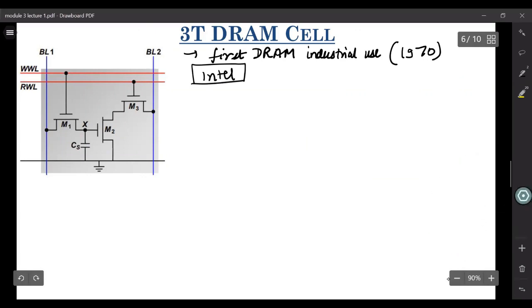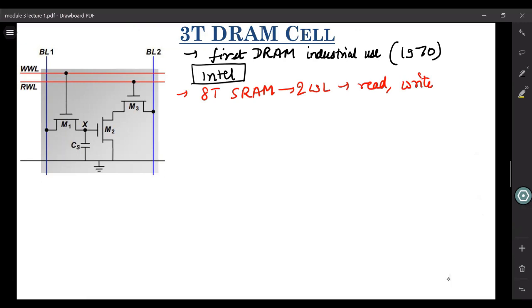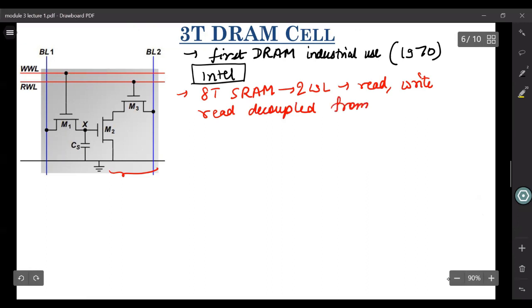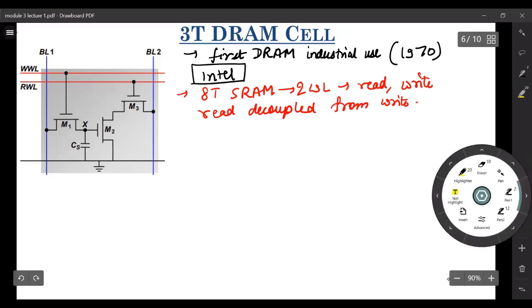doesn't it look like the 8T SRAM cell that we discussed? Remember, there we had two different word lines, one for read, one for write. There we had this kind of circuit for performing read, and we said that the read is decoupled from write. Even if you don't remember it, let me just go about it. First, let us see how we can write anything in this 3T DRAM cell.